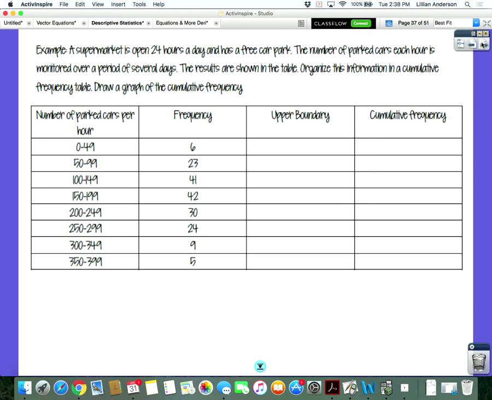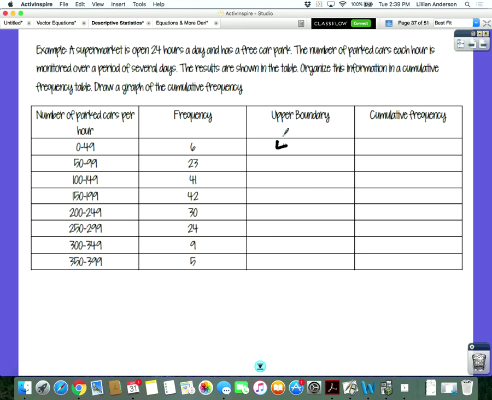So this is what you have here. Over several days, a person monitored how many cars were in the lot over time. There were 6 times when there were between 0 and 49 cars. There were 23 times between 50 and 99 cars, and so on and so forth. We're going to graph this. Find the upper boundary of this very first class.